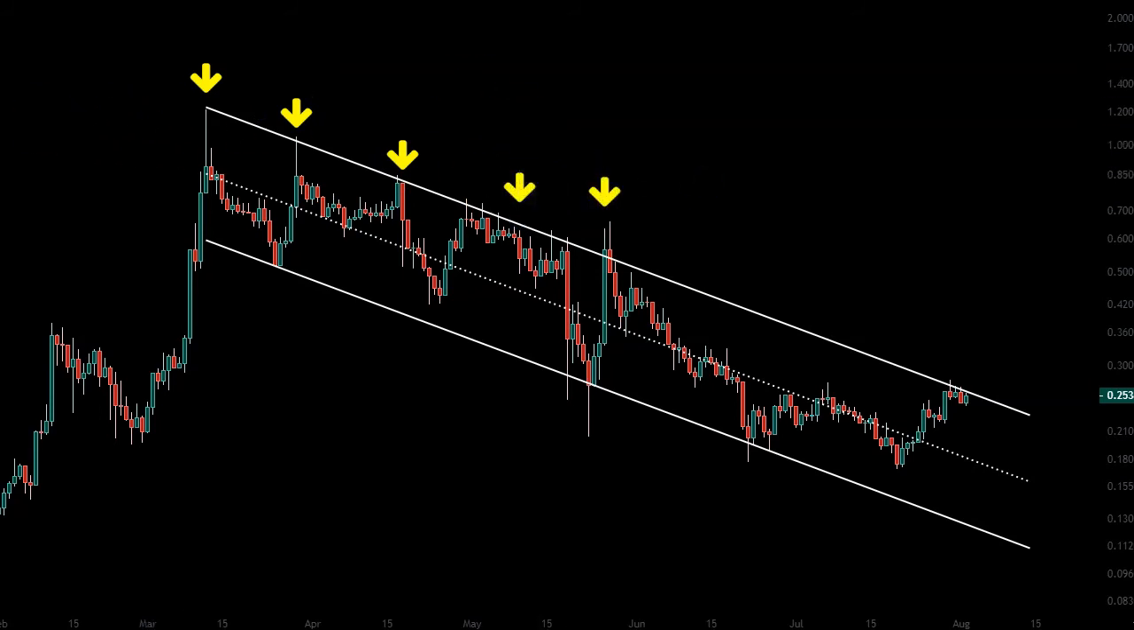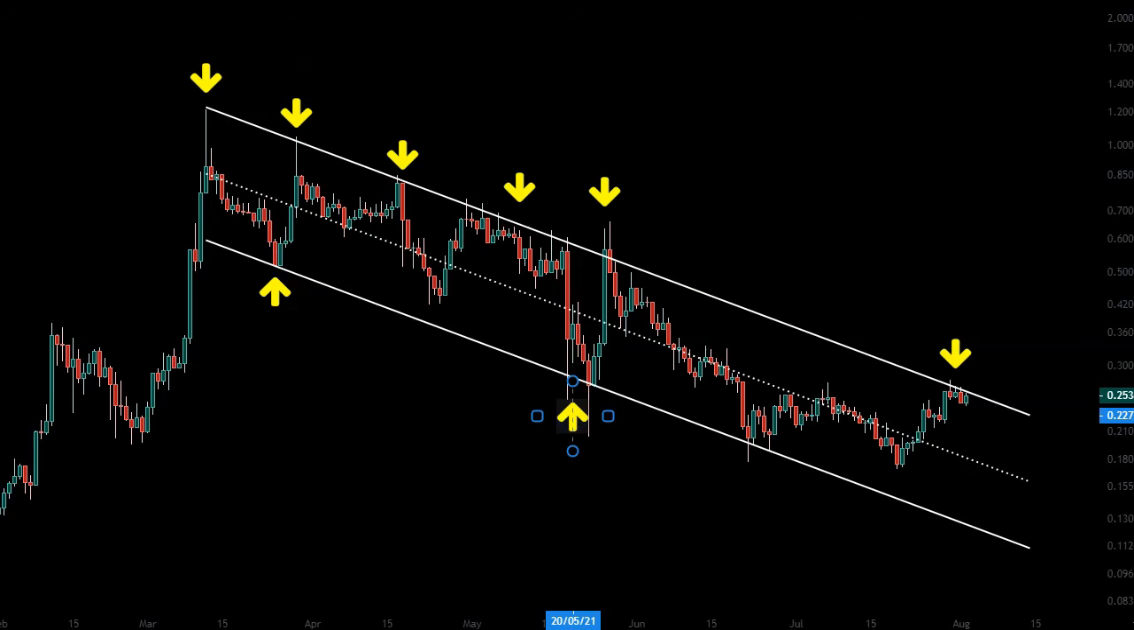Try to break it, failed. And a few days ago, one more time, we were faced with this resistance. So we are moving still in a downward sloping channel. That's why I said, be careful. Don't put your high hopes yet.